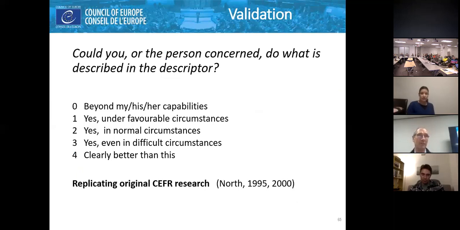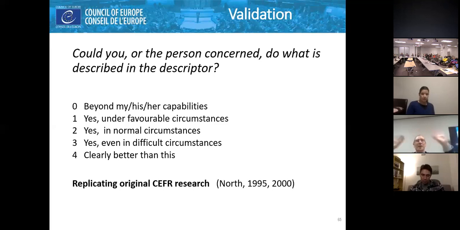concerned that you're thinking of, which could be your partner or your kids, could they do what is described in the descriptor? Yes or no? So each descriptor is being used as a criterion statement, and the person is just answering yes or no. There's nothing about levels. And in fact, rather than yes or no, it's a 0, 1, 2, 3, 4.